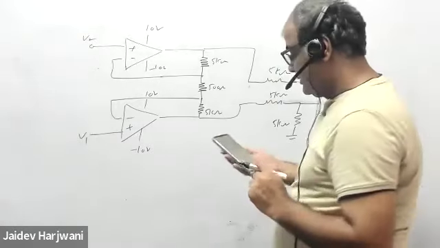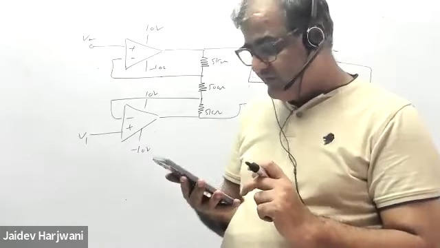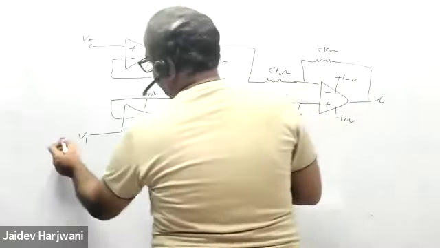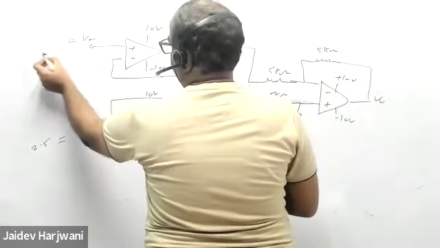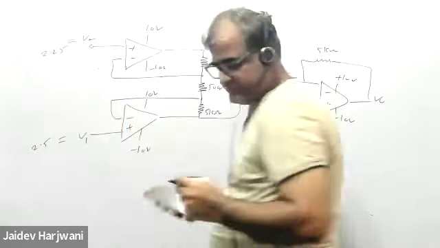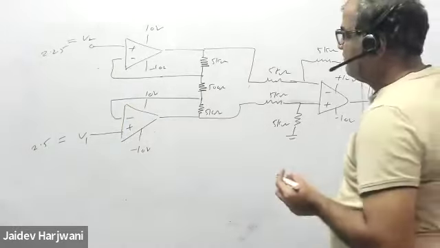V1 is given as 2.5, and V2 is given as 2.25. Okay, now we have to solve. So it should come 11 times of this difference.